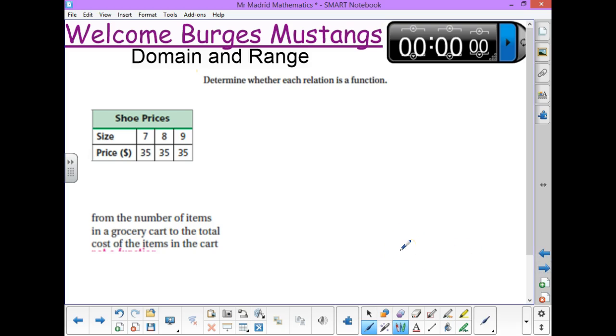Next, you're going to be looking at data like this, shoe prices and statements like this. Ultimately, you'll be asked to determine whether each relation is a function. So let's talk about how we operate here. Here's a nice little setup. What I recommend you do is identify the domain and the range. In this case, we'd be looking at 7, 8, 9.